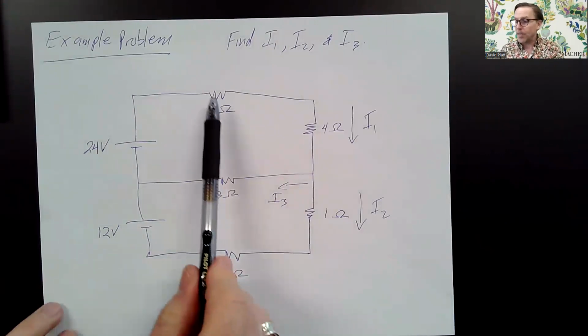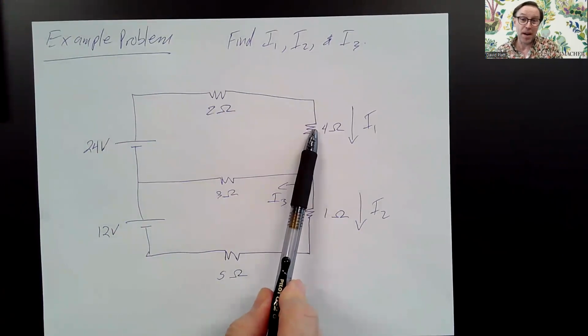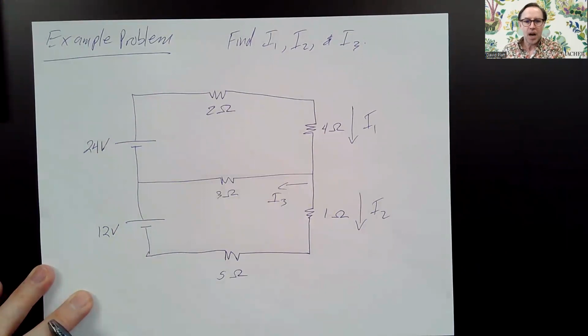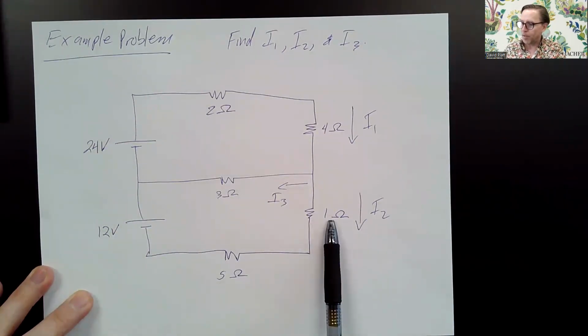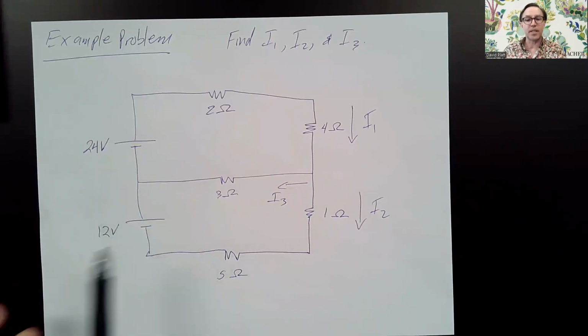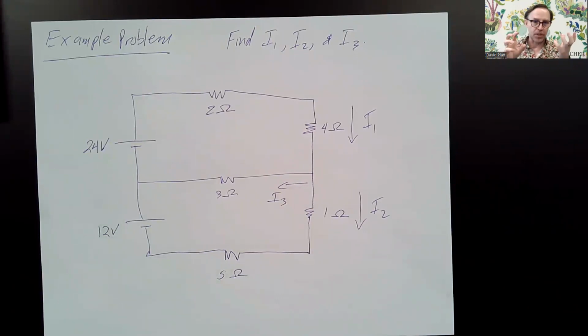Now, yes, these two resistors are in series. You could combine them if you wanted. 2 ohms plus 4 ohms is 6 ohms. These two are in series, so 5 ohms plus 1 ohm is 6 ohms. So that could certainly be done. But the fact that there are two batteries does not allow us to get to that super simple circuit with just one battery and one resistor. So what we're going to need to do here is use Kirchhoff's rules: loop rule, junction rule.